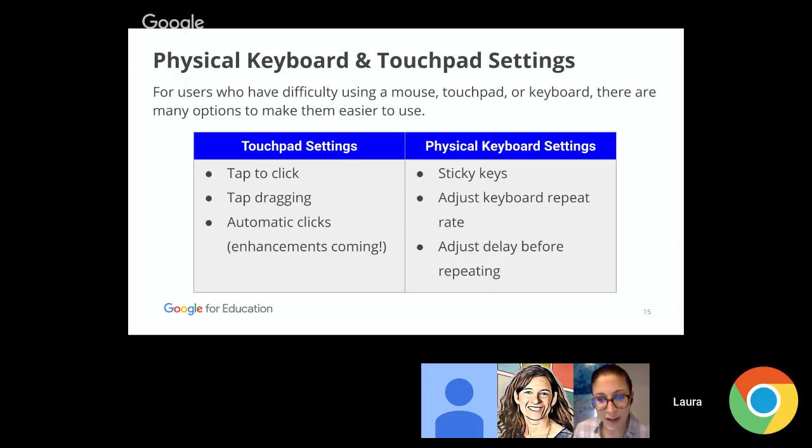On the physical keyboard side, we also have sticky keys, which can be very helpful if it's not possible to hold multiple keys down at once to execute a keyboard shortcut or a keyboard command. So even for something like, for example, capitalizing a letter, you typically hold down the Shift key and then press the letter. So with sticky keys on, you can press Shift first, lift your finger, and then press the given letter. You can also adjust the keyboard repeat rate as well as the delay before repeating. So if you're typing and perhaps holding down a key and it just is typing in repetition, that's definitely something that you can adjust.